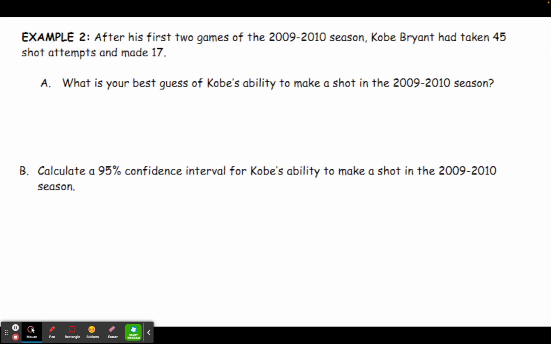In example number 2, it says, after his first 2 games of the 2009-2010 season, Kobe Bryant had taken 45 shot attempts and made 17. So this is pretty early on in the season, right? It's only 2 games. And so part A is asking us to give our best guess of Kobe's ability to make a shot during this season. Here we would calculate p hat, and that would be 17 out of 45, or 0.378.